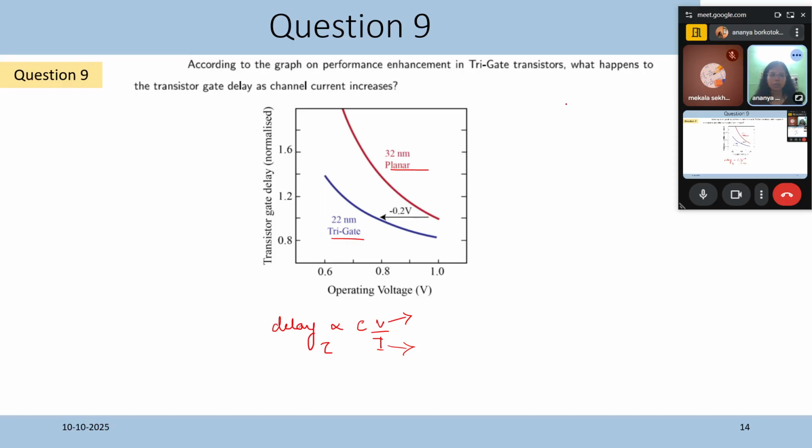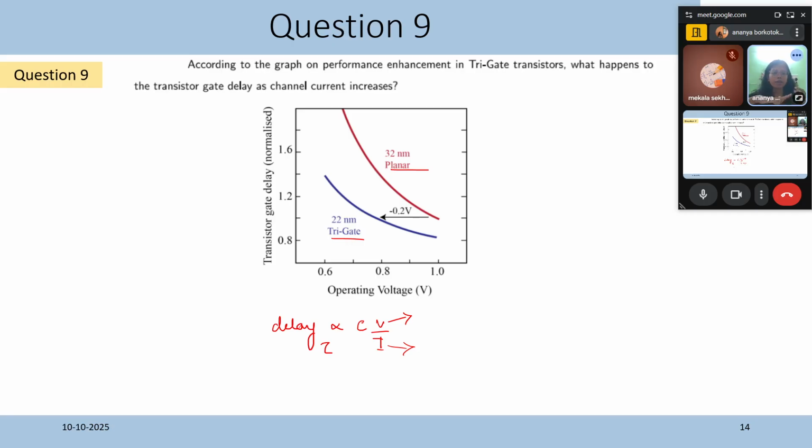Now what happens in a planar and a tri-gate delay? Planar means this is like a single gate. The double gate or triple gate configurations were discussed in the lecture video. If you don't remember, please go through it again. As the effective area of gate control is increasing, this is even true for FinFETs also. What happens in a FinFET? We have these fins, and the gate is all around the fins. So overall, the gate has more control over the channel area.